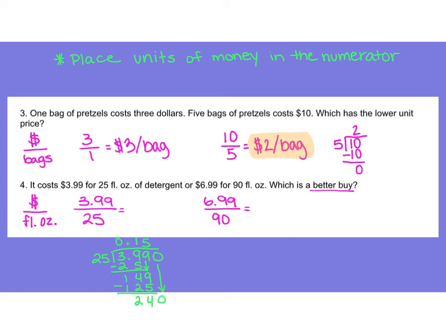So we'll bring down a 0. 25 can go into 240 9 times. 25 times 9 is 225. So because we see a 9 in the thousandths place value, we would want to round up our hundredths place value to a 6. So our unit rate would be 16 cents per fluid ounce.